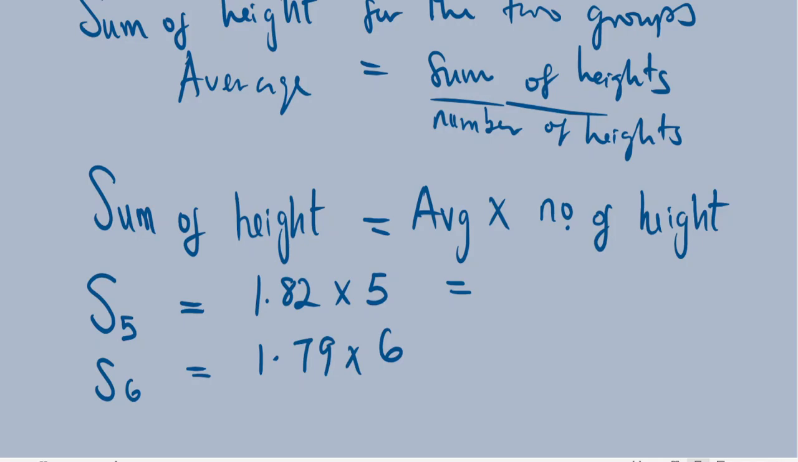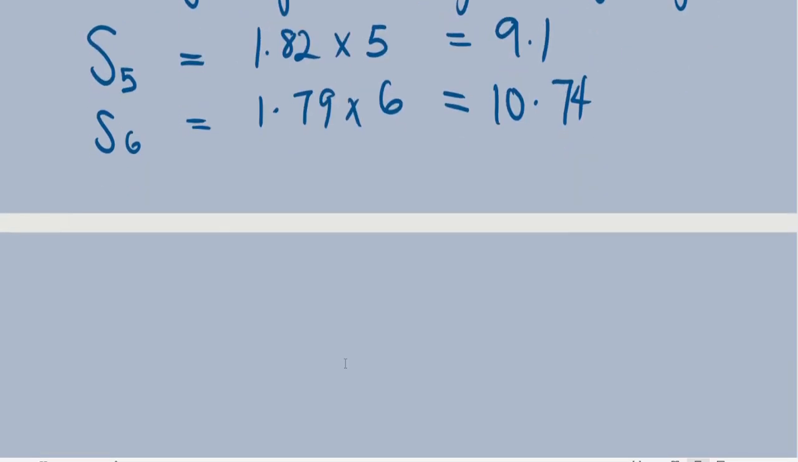That will give you 9.1. So if that is 9.1, then you check for the other one. And 1.79 times 6, you can do that. That gives you 10.74. Now that you know that the sum of height for when there were 5 players was 9.1, and sum of height for when there are 6 players is 10.74.